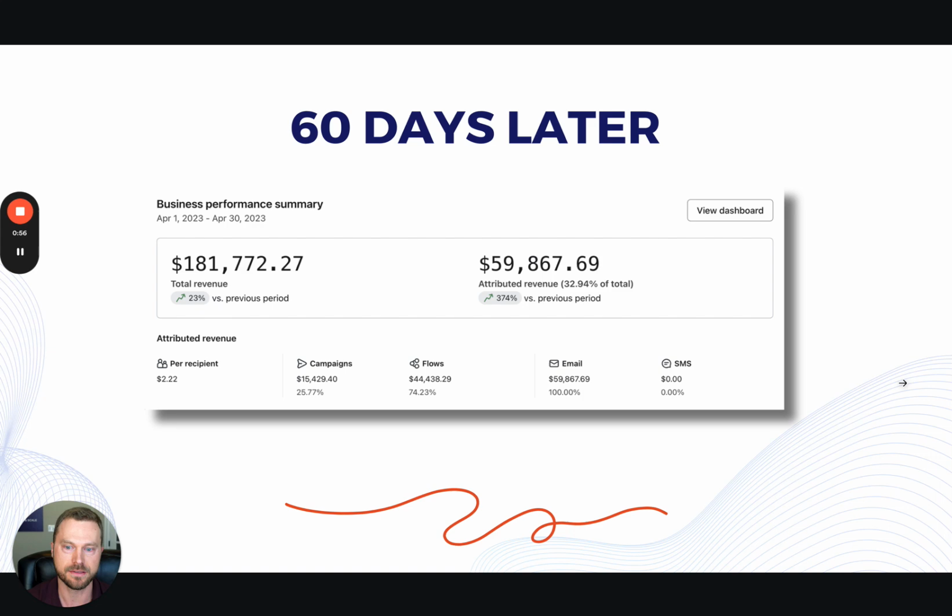And then 60 days later, this is what their email revenue was at. So we can see that attributed revenue went up 374%. So it's just under 33% of total revenue. And it's a pretty big jump in the actual number, the value of the revenue. And then you can see that there was a pretty big shift here in the performance looking at campaigns versus flows. In the previous 2 months prior to this, it was pretty evenly split. Now flows were generating a lot more revenue than campaigns. And that's because we did a lot of work up front on the flows, like we typically do whenever we're starting with an account if they don't really have their flows dialed in.